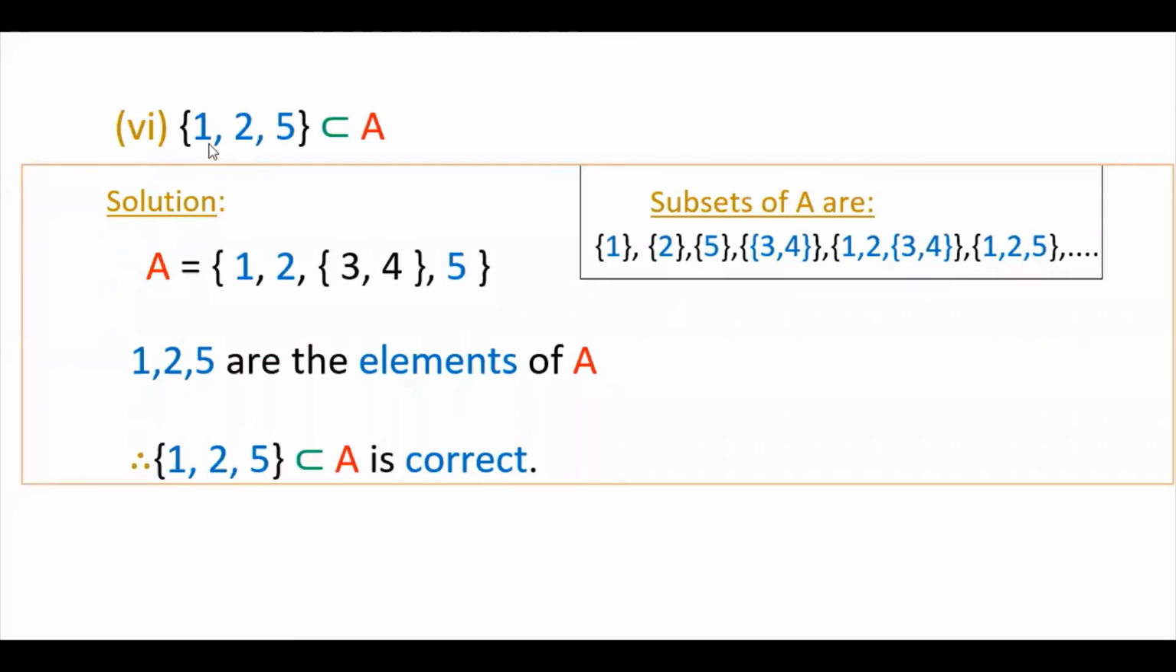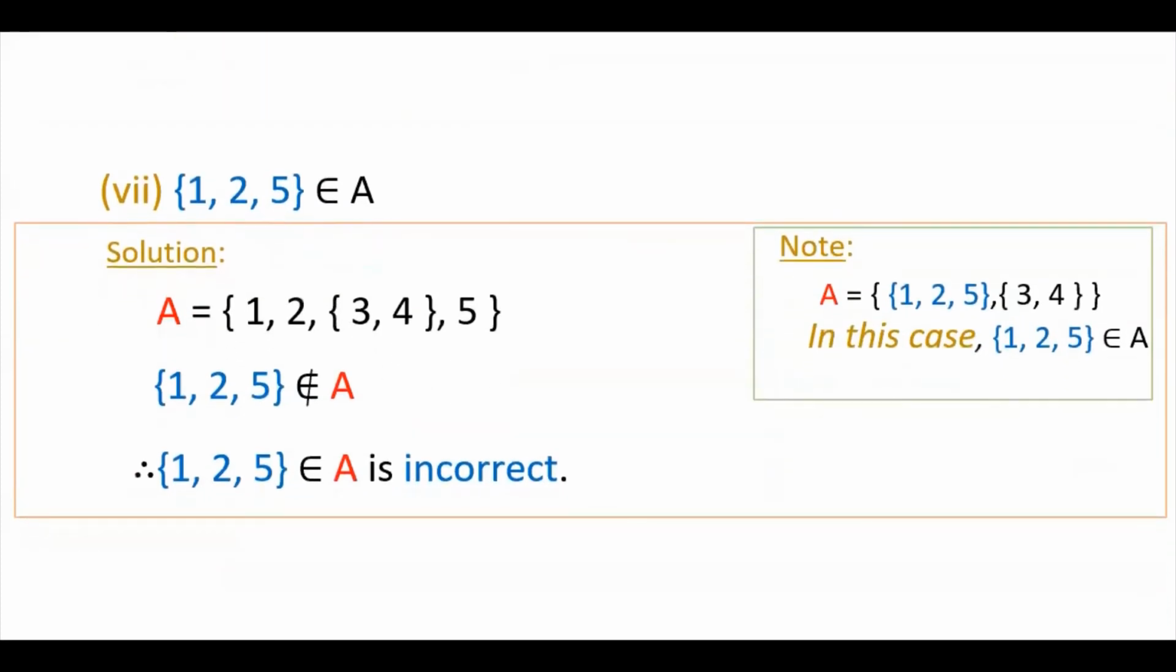The sixth one, here {1, 2, 5} inside the braces is a subset of A. This is one set, so this is a subset of A. If you check the elements of the first set, here 1, 2, 5 are also in the A set. So this is correct because this is a subset of A. You can check here subsets of A are {1, 2}, like this you can write. So here {1, 2, 5} is also a subset of A. So this is the correct statement.